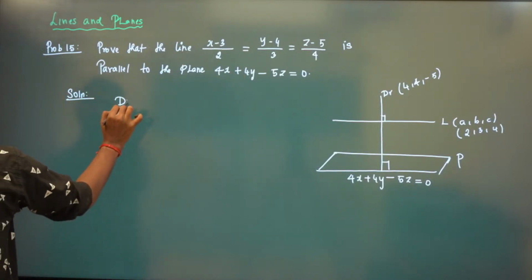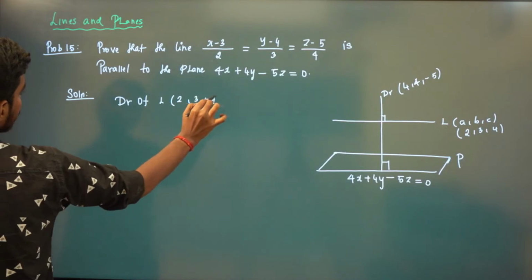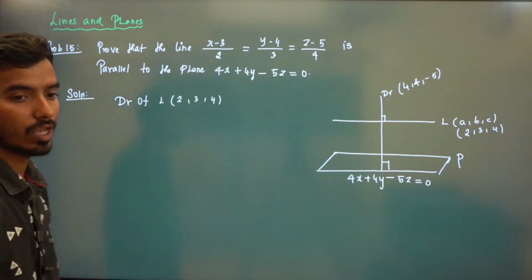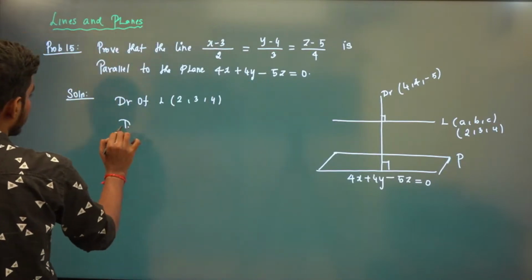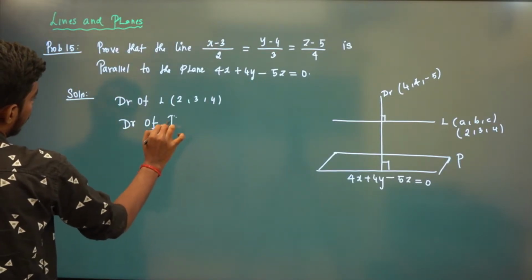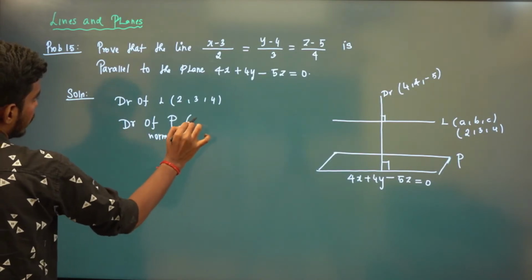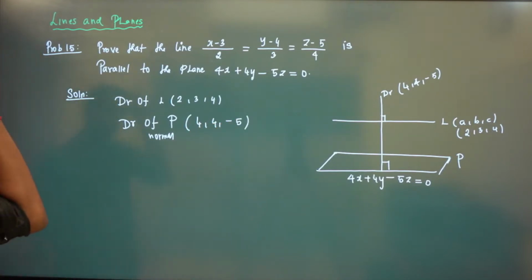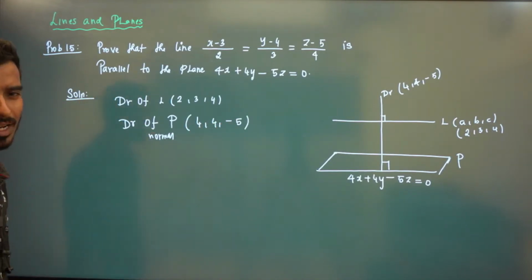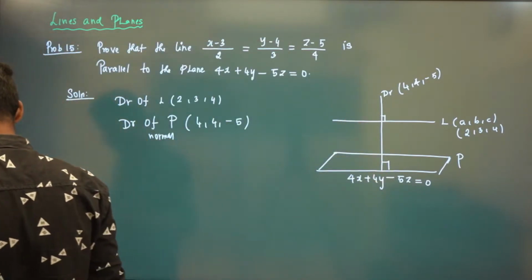Now what is the direction ratio of the line L? It is 2, 3, 4, since it is in symmetrical form, x minus alpha by a, y minus beta by b, z minus gamma by c. And the direction ratio of the normal to the plane is 4, 4, minus 5. This is the same as saying that they are perpendicular.